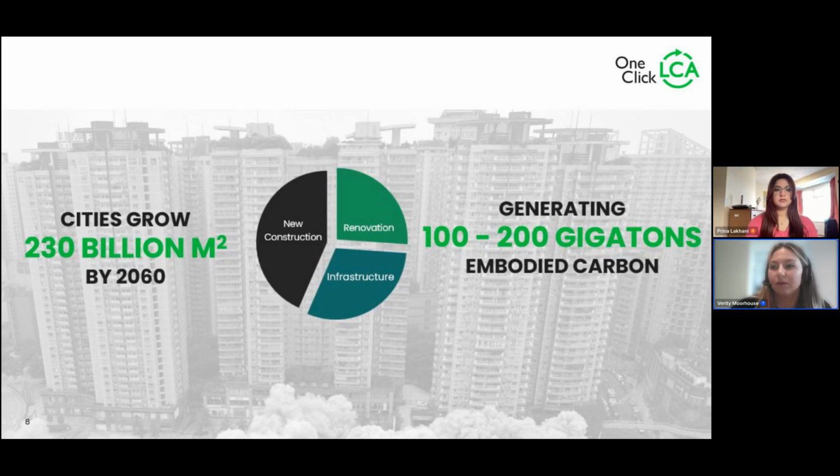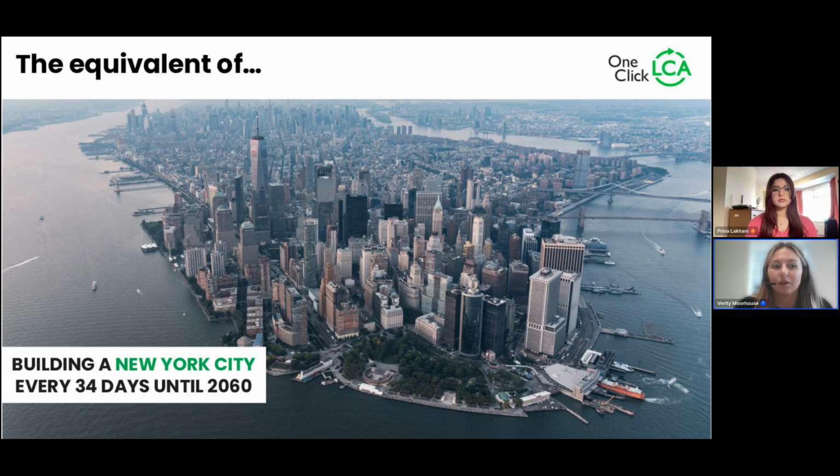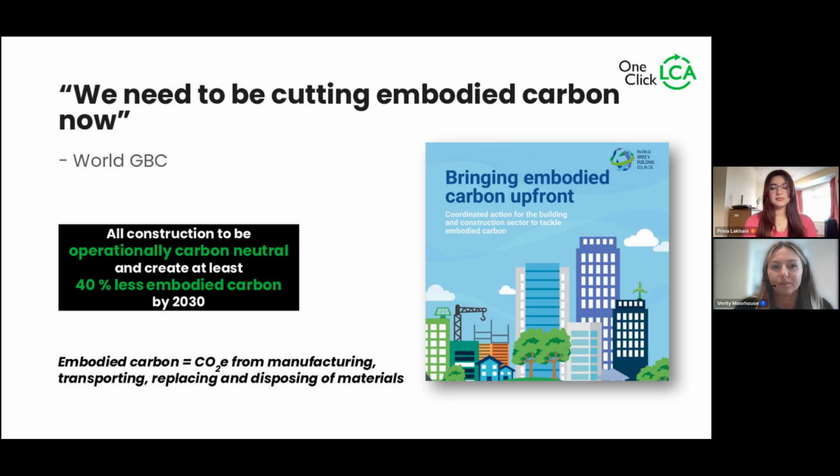In terms of the scale of that, cities are growing pretty rapidly. They're set to grow by about 230 billion square meters by 2060, and that's generating about 100 to 200 gigatons of embodied carbon. That's not just from new construction, but also from renovation and infrastructure as well, which is the equivalent to building a New York City every 34 days until 2060. So it's pretty significant in terms of environmental impacts.